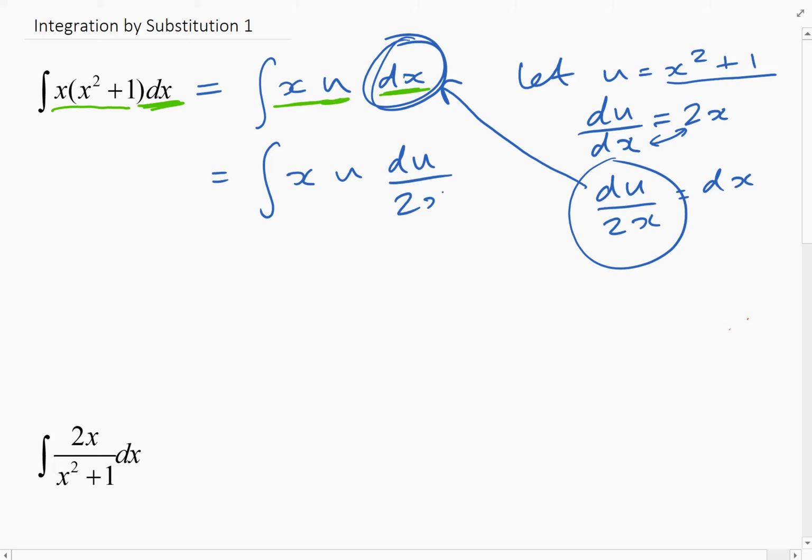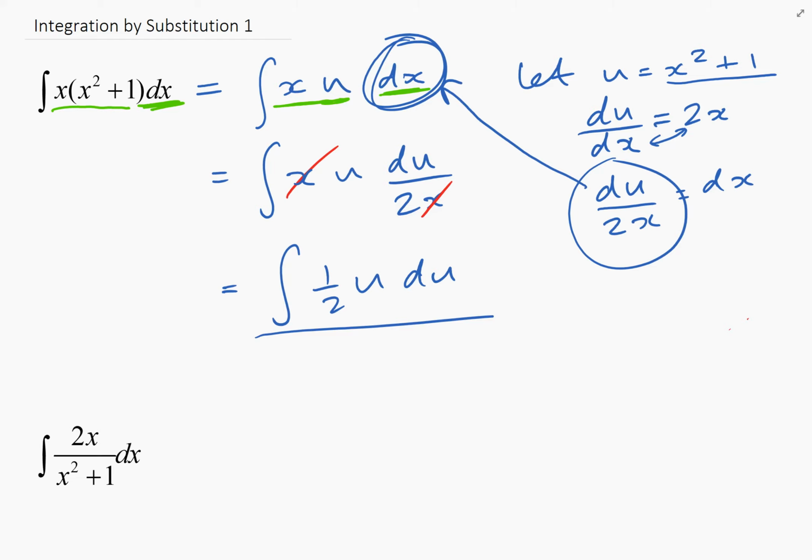And so the question now becomes the integral of x u du divided by 2x, which is helpful because now these are going to cancel. It's only the u and the 2 left, so we're integrating a half u du. You could take the half out of the integral if you like, because it's a constant. By the way, we haven't integrated yet. Now we've got everything in terms of u, now we can integrate. You can't integrate until all your variables are u's and you're integrating with respect to u.